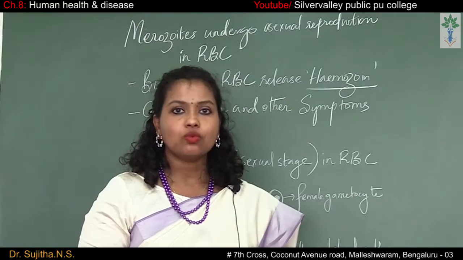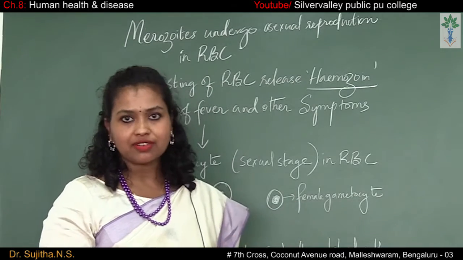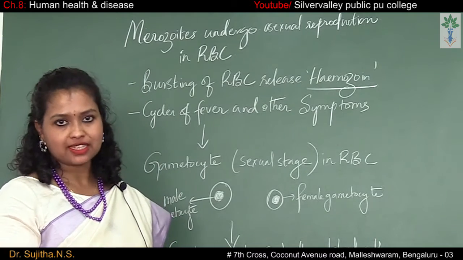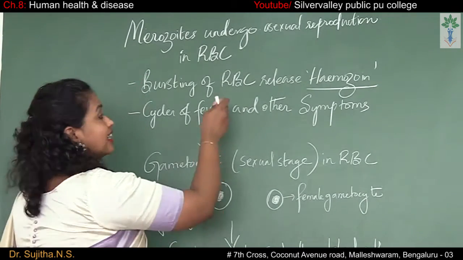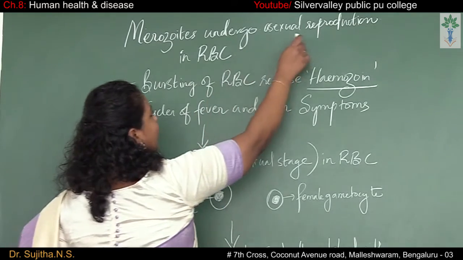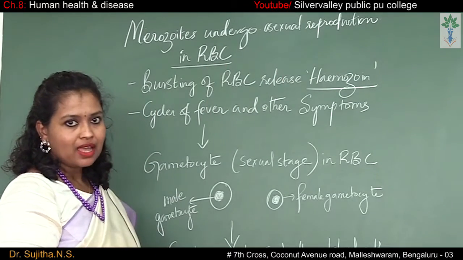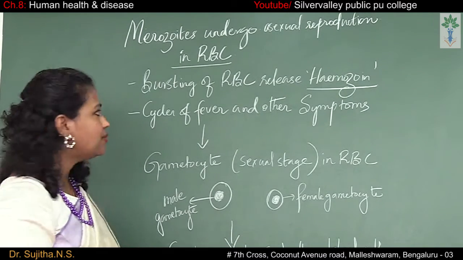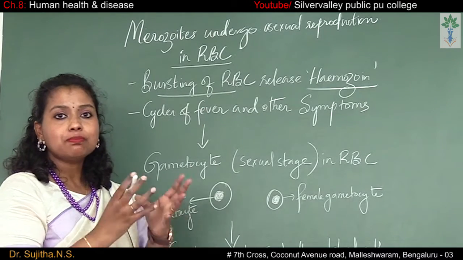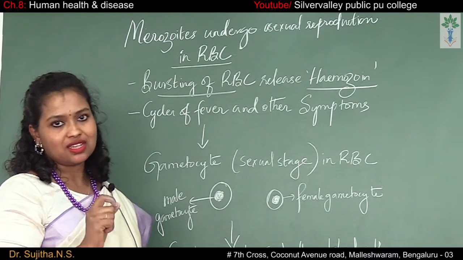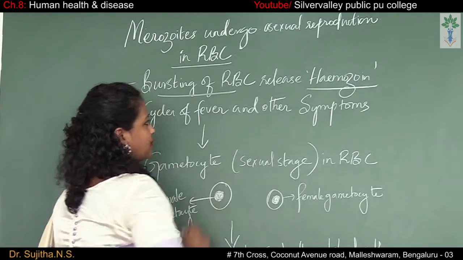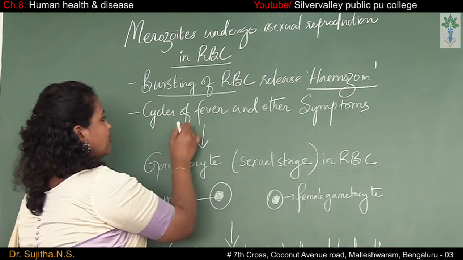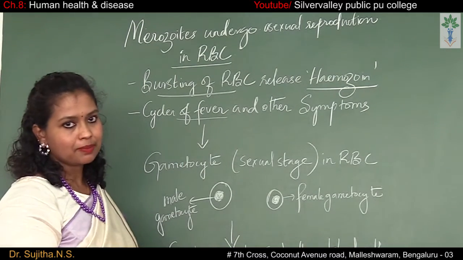So now it is the merozoites which are released from the liver cells, and these merozoites travel into the RBC. Once the merozoites leave the liver cell, they enter into an RBC, wherein again asexual reproduction takes place. As a result of the continuous asexual reproduction and multiplication of the cells, the RBC bursts open. The RBC bursts and releases a toxin, a chemical called hemozoin. When this hemozoin is released from RBC, it causes the fever and the chill in human beings.